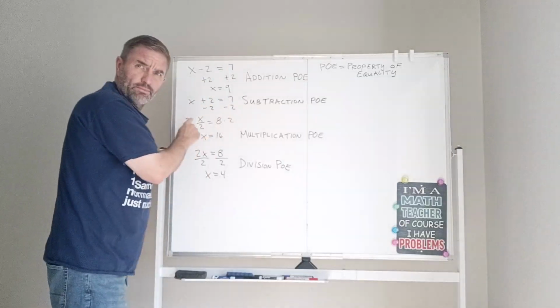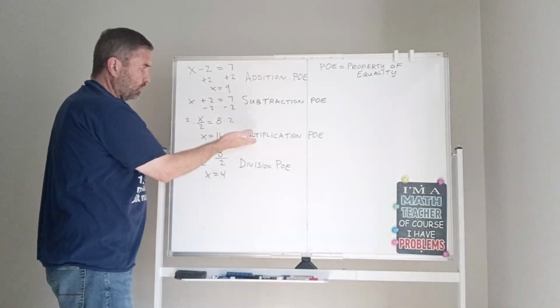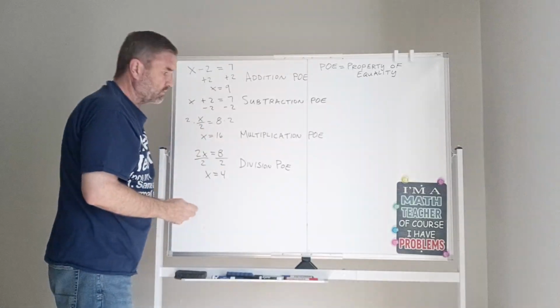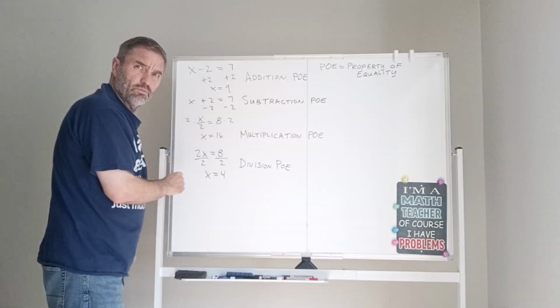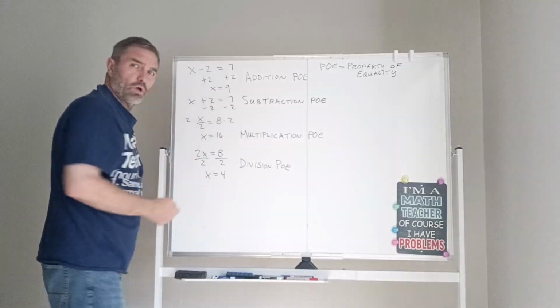So if you subtract the same number from both sides, then it's the subtraction property of equality. If you multiply both sides by the same number, that's the multiplication property of equality. If you divide both sides of an equation by the same number, that's the division property of equality.